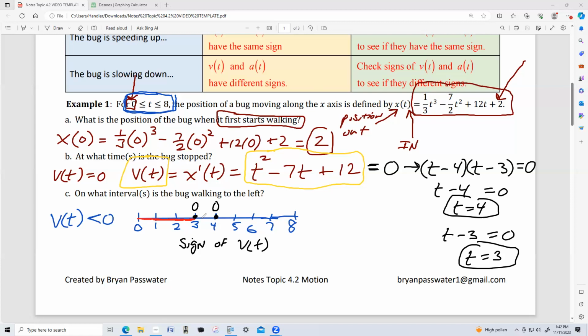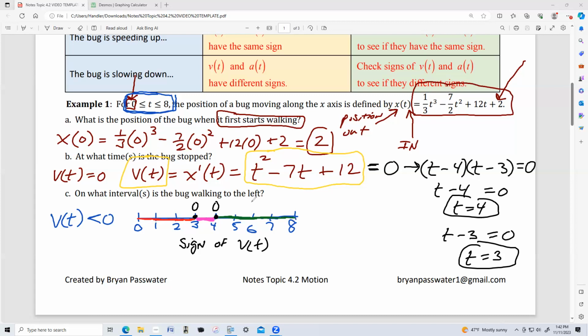So I'm going to switch to pink. From 3 to 4 minutes, it may have turned around or it may be going the same direction. And then after it also stops at 4 minutes, it could keep going the same direction, or again, it could turn around. But from 4 to 8 minutes, it can't turn around again because it doesn't undergo a stop or a 0 velocity again.